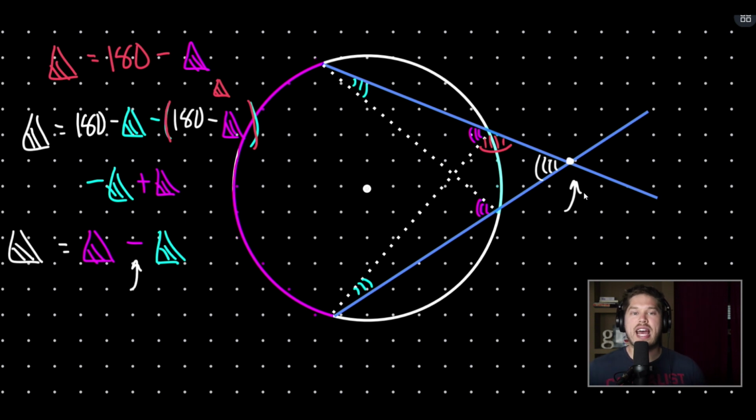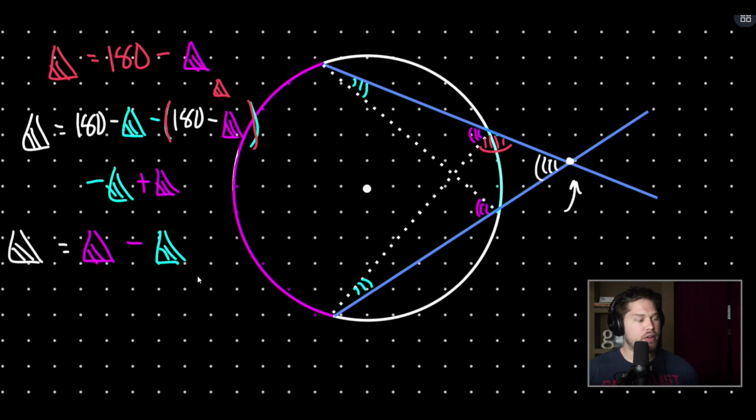If the point of intersection is outside the circle, then we're going to have a minus sign. If it's inside the circle, like our chord-chord intersection, it will be a plus sign. So that's the difference between the two. Now we're going to do something very similar. Again, we have our white angle in terms of our purple and blue angle measures, but we want it in terms of the arc measure.